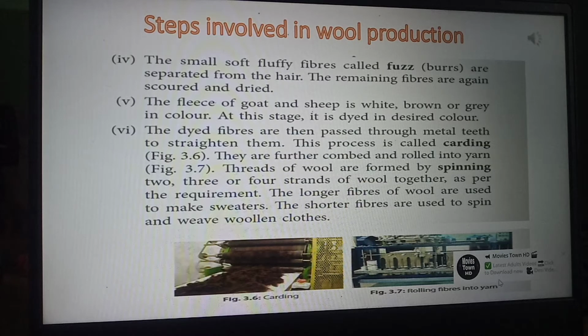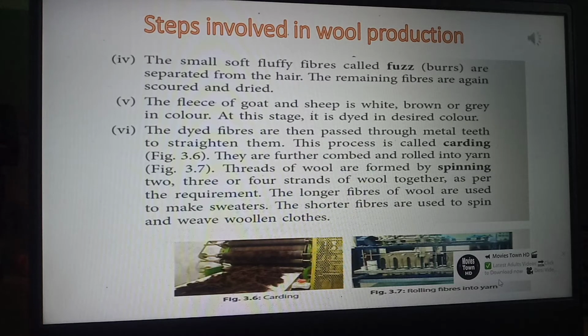Carding, C-A-R-D-I-N-G. Okay, the dyed fibers are passed through the metal teeth in order to straighten them, and this process is known as carding. In this figure 3.6, you are able to see this. This is carding. Okay, then they are further combed and rolled into yarn.